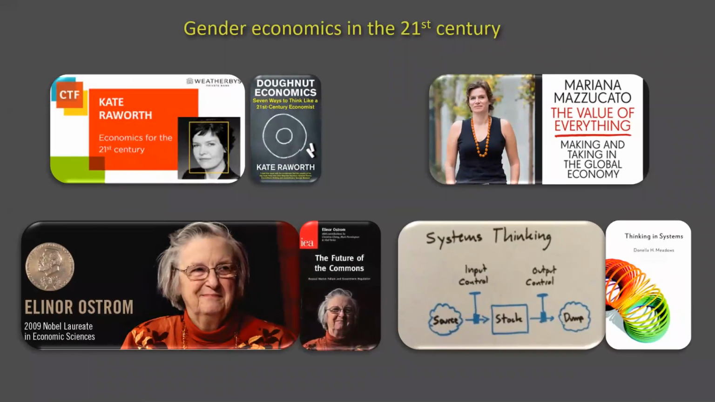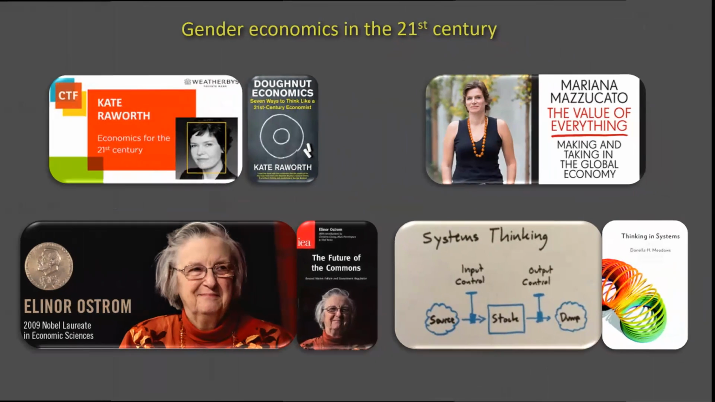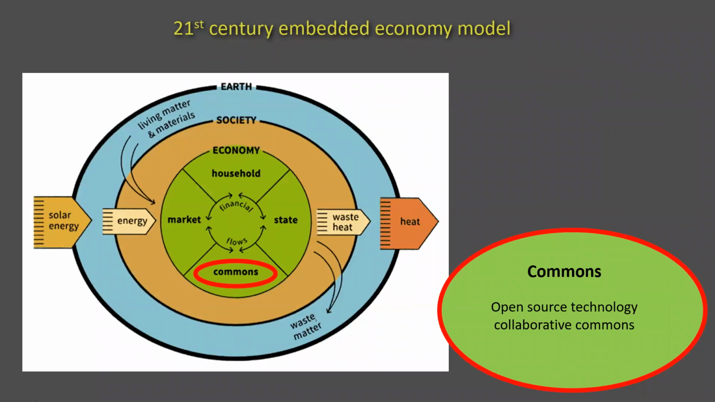Let's have a look at gender economics in the 21st century. Notice the ones that are changing the scene are women. They're turning traditional economics on its head. And they're coming up with these 21st century embedded economy models. Now, this is where it's really radical from the old ways of doing economics. But you can see it's embedded because it's embedded in the earth, this finite resource. And from that, you've then got society and economy, those three fundamentally making up sustainable systems.